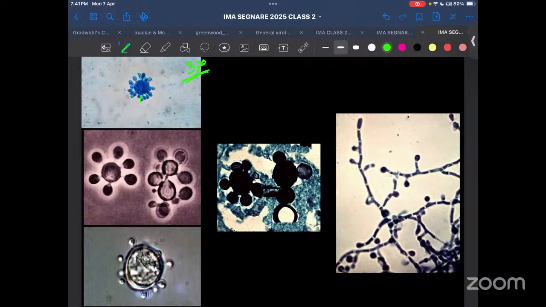It causes paracoccidioidomycosis. Now this is what we get at 25 degrees Celsius or room temperature. This is the hyphal form, but not important. This will not be given to you. Only this will be given to you.